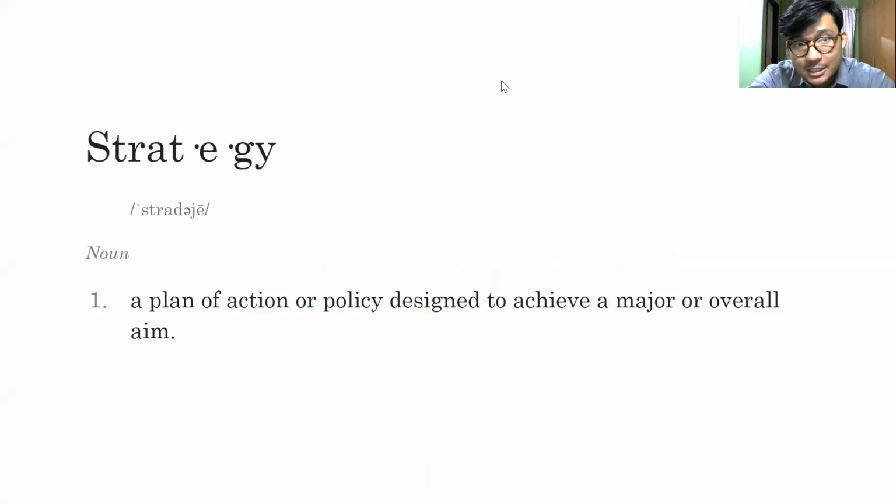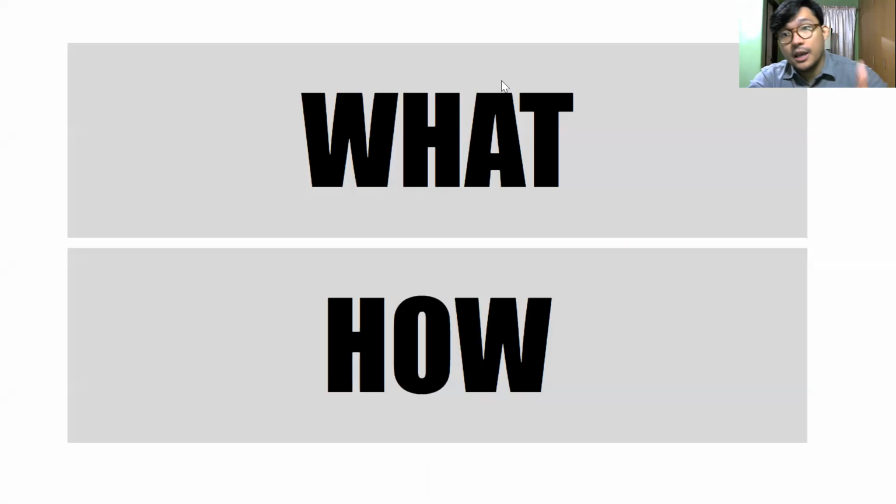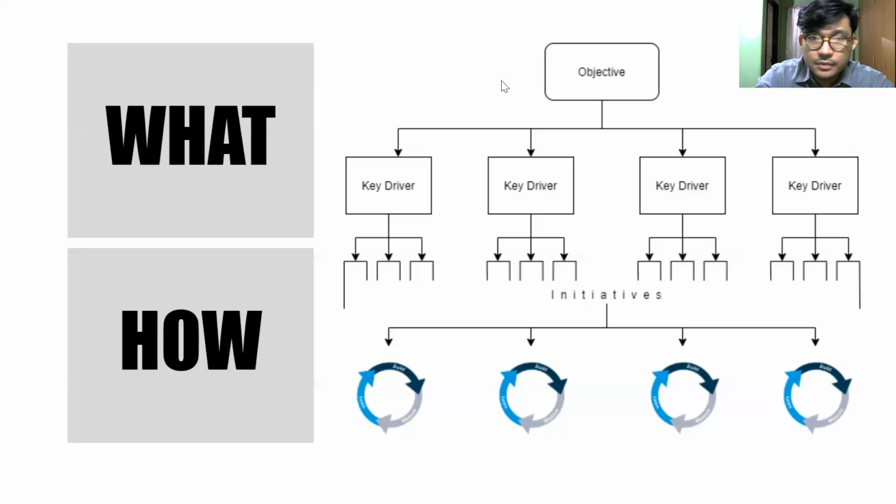For me, strategy deals mainly with two things: your what and your how. What pertains to what objectives and goals I need to set. Next is how. How deals with what is the best way, best initiative, best action that I can take in order to achieve those goals within certain limits, certain restrictions that I may or may not have.